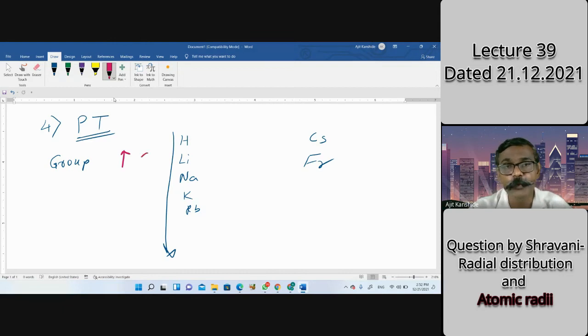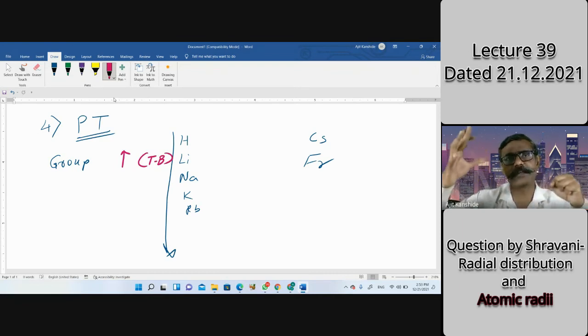Means as we move from top to bottom, that is a statement. Now I have to describe this statement, I have to give the reason for it. We understood that size depends on how effectively the nucleus attracts the electron. If it attracts more effectively, shrinking will be there; less effectively, expansion will be there.